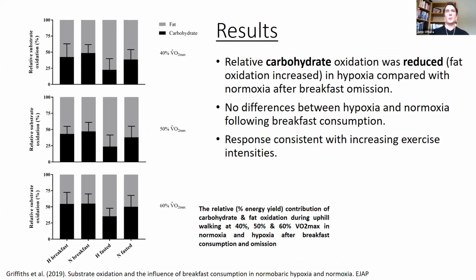On the left hand side, we've got our relative contributions of carbohydrate and fat oxidation with 40% at the top, 50% in the middle and 60% at the bottom. And we can see here where we've got hypoxia with breakfast, normoxia with breakfast, hypoxia fasted and normoxia fasted. What we found is the relative contribution of carbohydrate was reduced in hypoxia compared with normoxia after breakfast omission. So we had this reduction in carbohydrate oxidation when we didn't have breakfast, but there were no differences when we actually consumed breakfast, which suggests that breakfast consumption or feeding status is quite a key moderator in terms of what happens to fuel selection and whether that changes during prolonged exercise at high altitude.